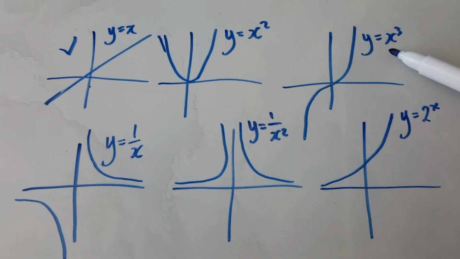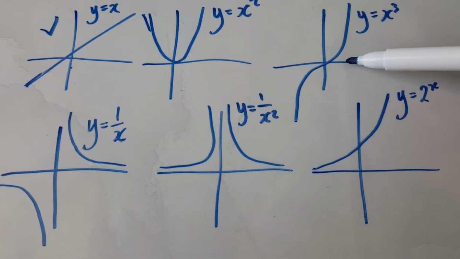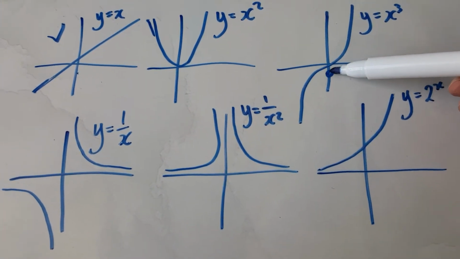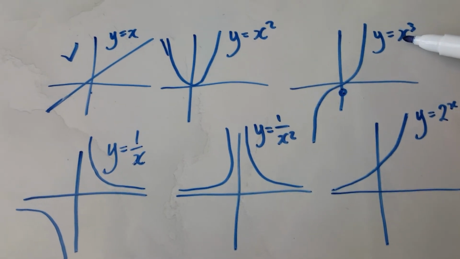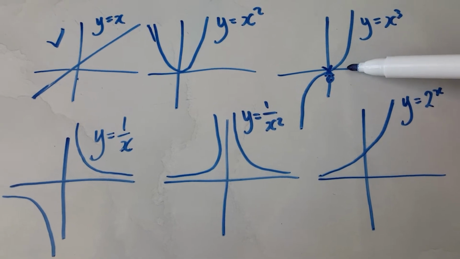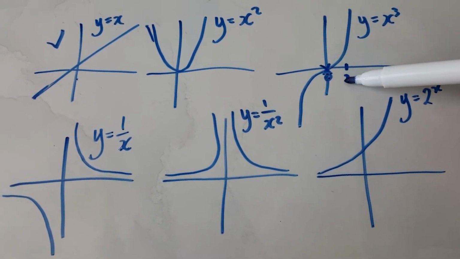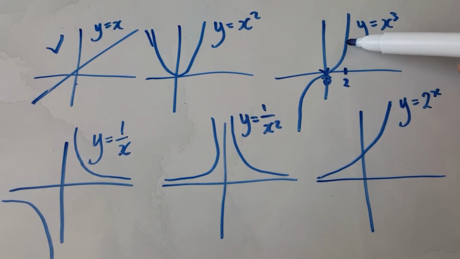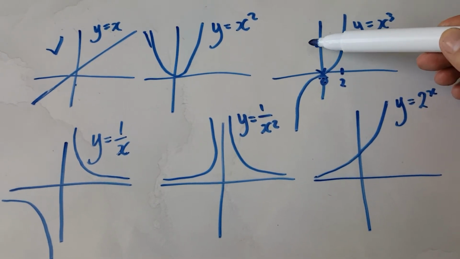Y equals x to the power of 3. Well, if you forget, then put in some numbers in there. So put 0 in there. 0 to the power of 3 would be 0, so you know it passes through the origin. Let's just imagine you've got a 2 here. 2 to the power of 3 is 8. It would jump up to here, so imagine this is 8.